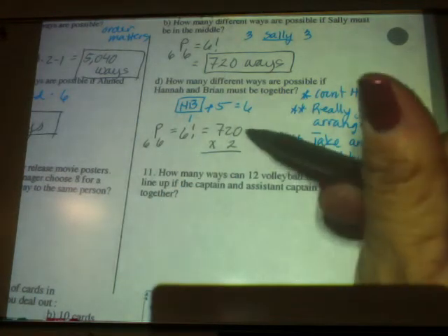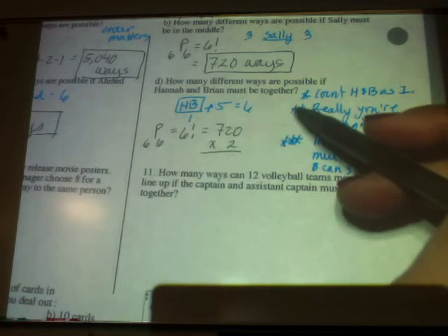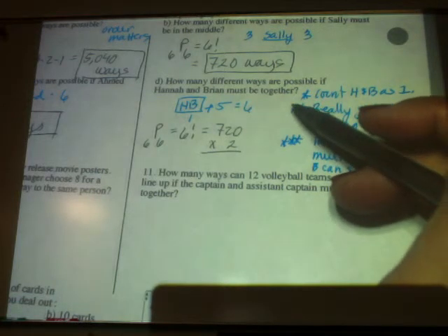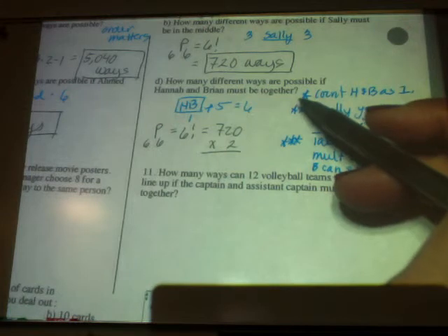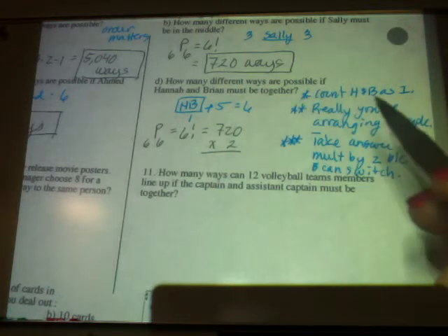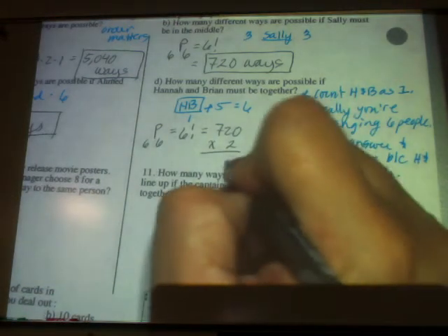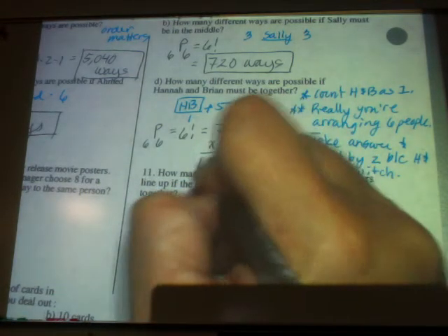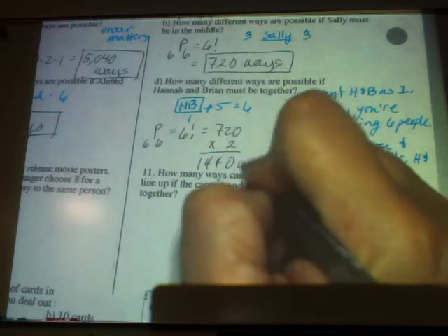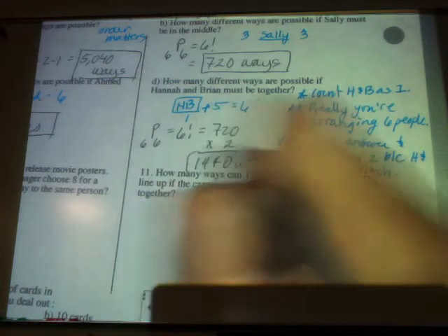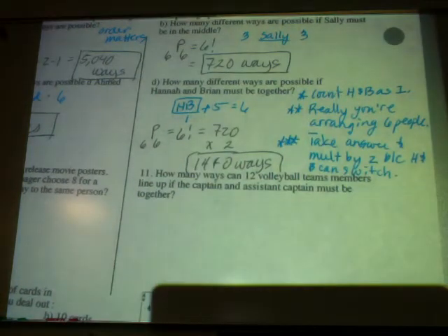In each of those 720 ways, we assumed it was Hannah Brian. Well, then I can switch each of those 720 ways and make it Brian Hannah, and those are different arrangements, but they're still together. And so we end up with 1,440 ways. Does that make sense? Okay.